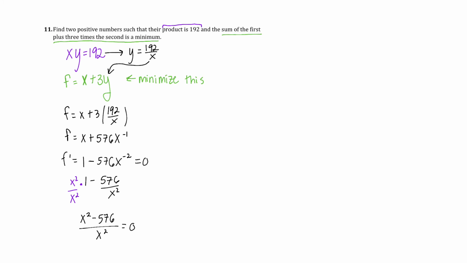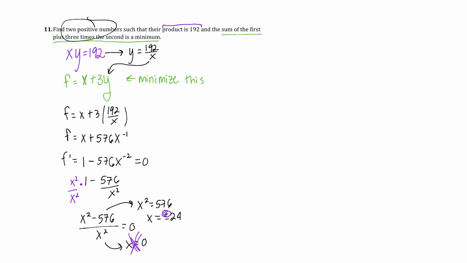Now, the original did say that both the numbers are positive. So you're going to get x squared equals 576. Take the square root, you get x equals plus or minus 24, because that's the square root of 576. But because it said that they had to be positive, the positive is the only option here. Down here, you'll get x equal to 0, but again, they had to be positive, so we can't use 0. So 24 is the only option.